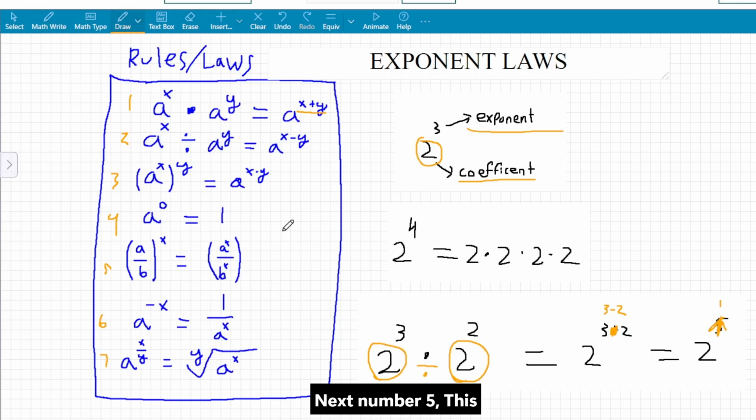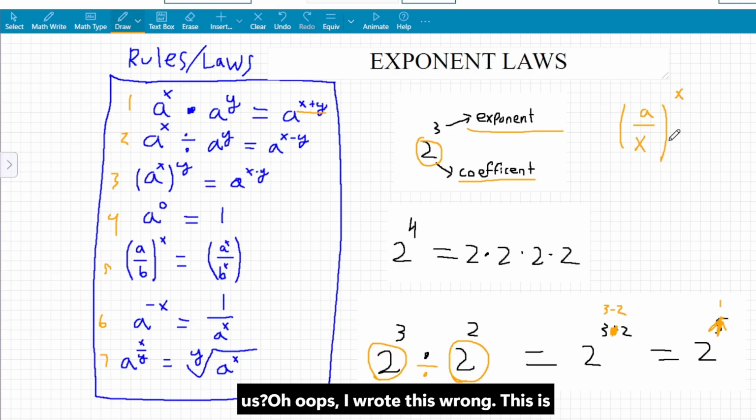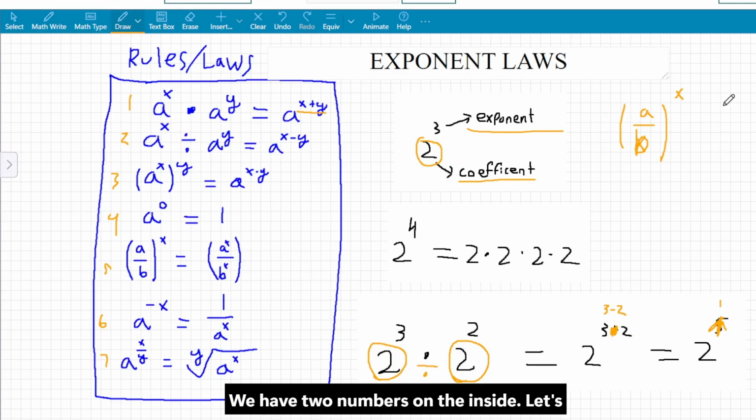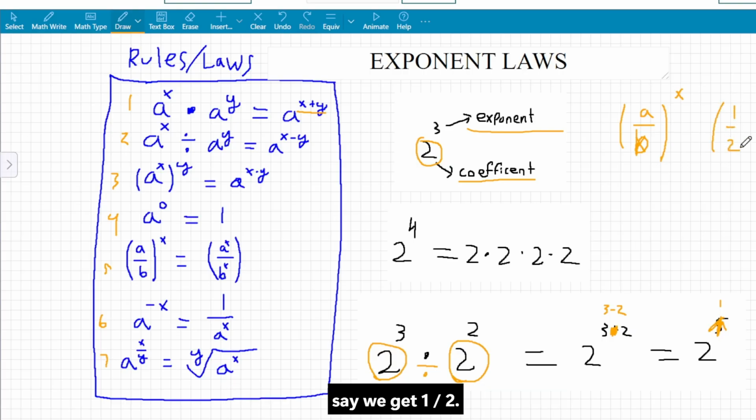Next, number 5. A over x, in brackets, to the x. What does this give us? Oh, oops, I wrote this wrong. This is b. So we have two numbers on the inside. Let's say we get 1 over 2 to the something power. Since these two are in brackets, we distribute this power into both of these.